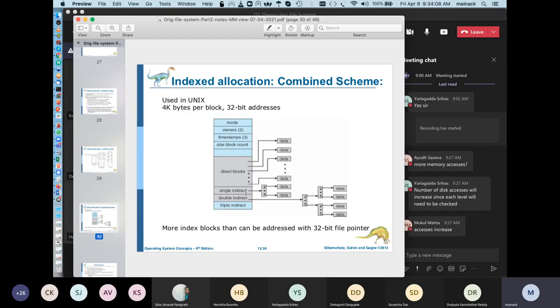Just a hint: for direct blocks, it is basically linear. Single indirect is basically multiplied by n. Double indirect is multiplied by n squared. Triple indirect is multiplied by n cube.